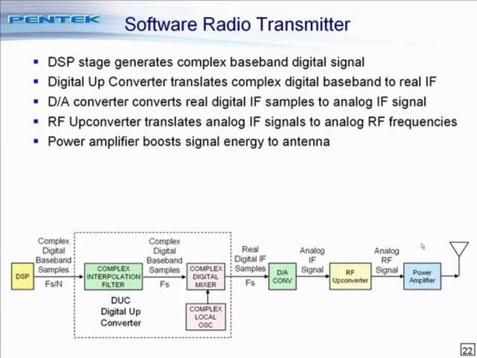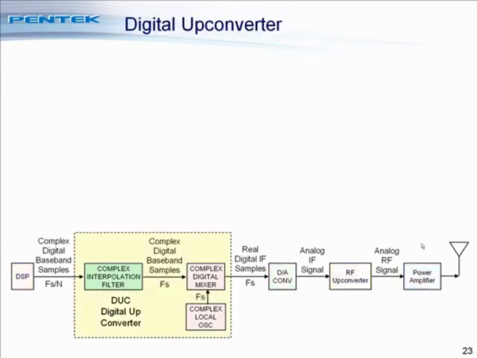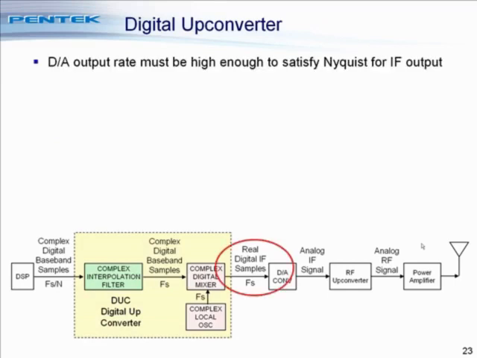So now let's take a look at the critical part of this block diagram, the digital upconverter. First of all, the D-to-A output rate with real samples must be high enough to satisfy Nyquist. So we have to have a sampling rate that's high enough to support the IF output frequency. For example, if we had a 90 megahertz IF output, we'd probably need a sampling rate at least 200 megasamples per second.